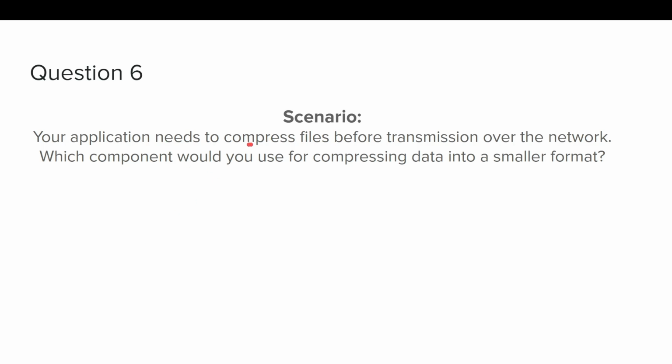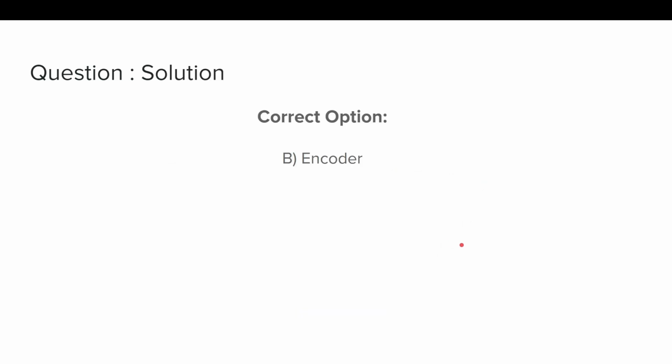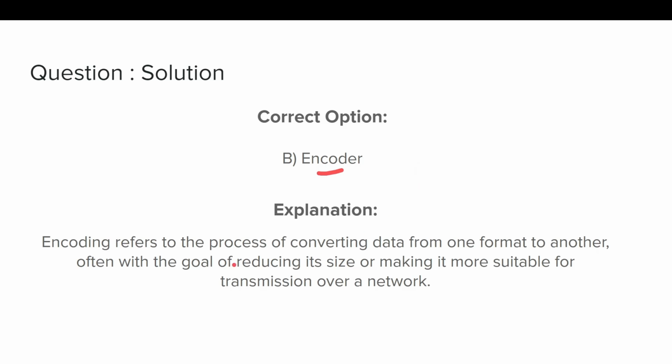Your application needs to compress files before transmission over the network. Which component would you use for compressing the data into a smaller format? This is simple. You just have to compress the data to optimize on the memory storage. What would you use? An encoder. What does encoding do? It refers to the process of converting data from one format to another for the goal of reducing the size.